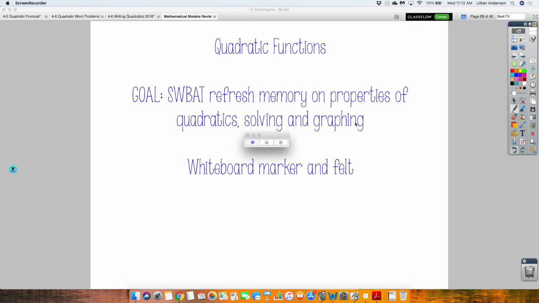Okay, so Monday we reviewed functions and linear models. Okay, so today we're doing our quadratic functions. Remember, that was a part of the mathematical model topic. Okay, all your functions all together in this one topic.